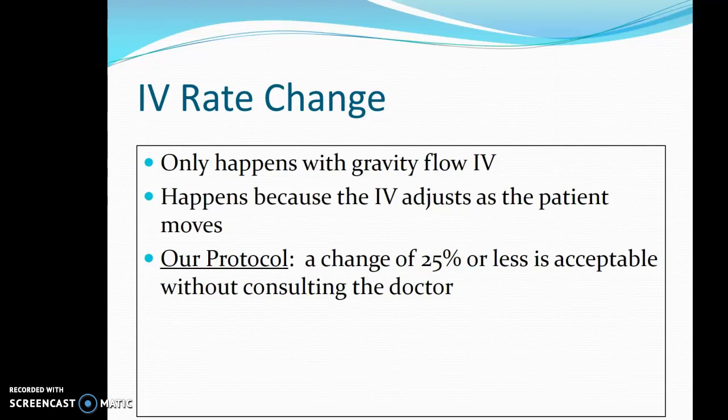When we're dealing with gravity flow, as the patient moves, the IV will adjust slightly, and then we as the nurse want to come in and make sure that the IV is on track. So we may need to adjust the IV slightly up or down so that it remains as the doctor has ordered it. Our protocol that we're going to use here in the classroom is a change of 25% or less is acceptable without consulting the doctor. That means that anywhere from negative 25% up to positive 25% is our acceptable amount of change. So let's take a look at an example.